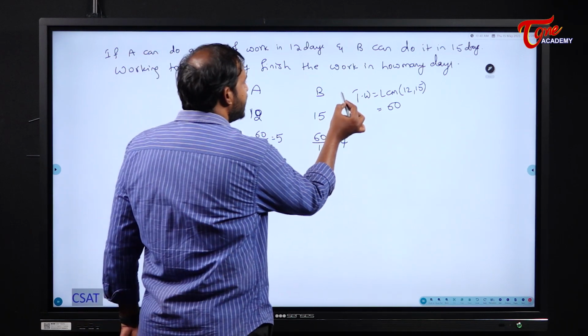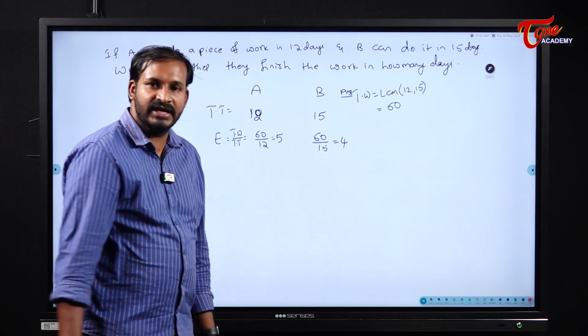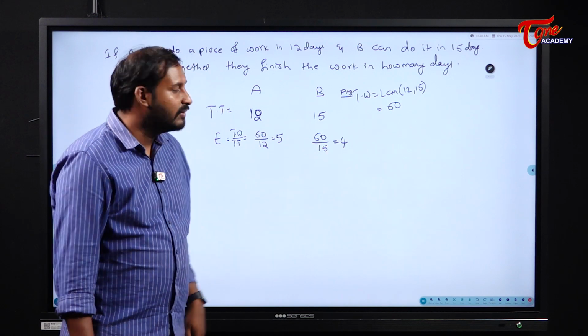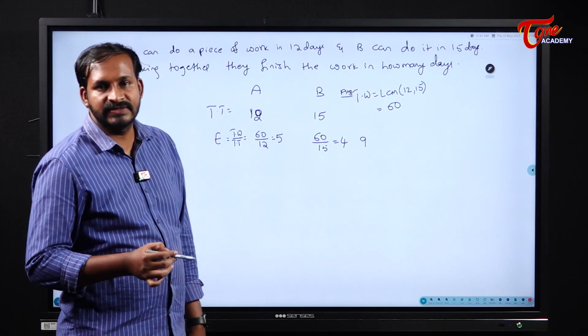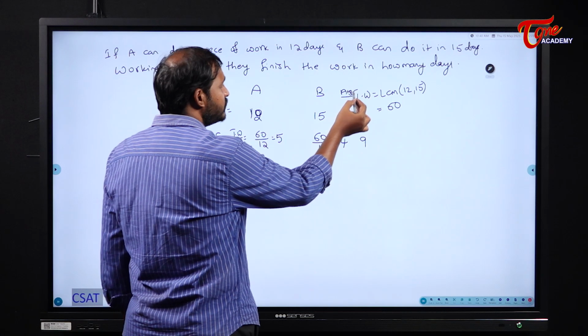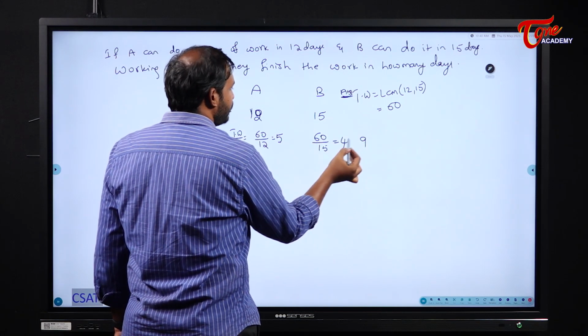Now they are asking us, A and B together can do the work in how many days? What is the combined efficiency of A and B here, students? A's efficiency is 5 and B's efficiency is 4. What is their combined efficiency? 5 plus 4 becomes 9. Because A plus B, 5 plus 4, becomes 9.